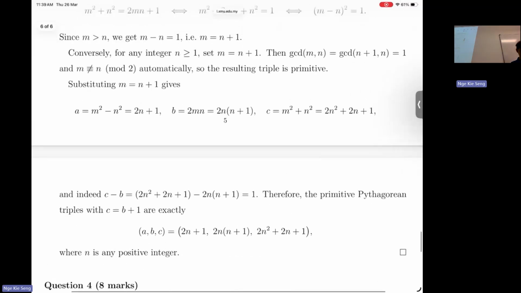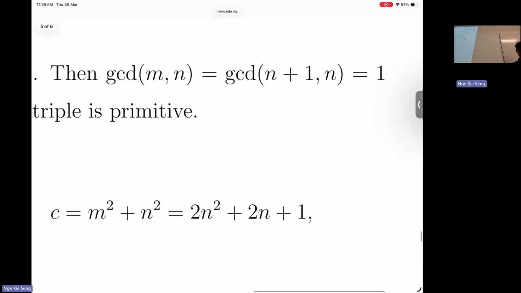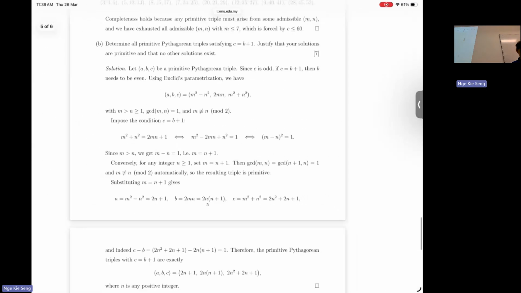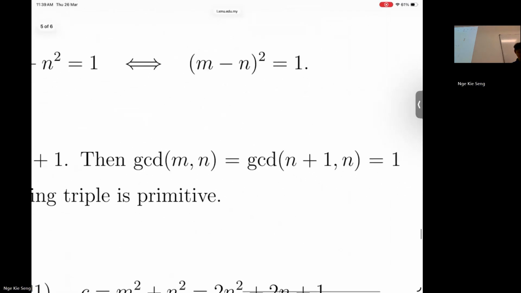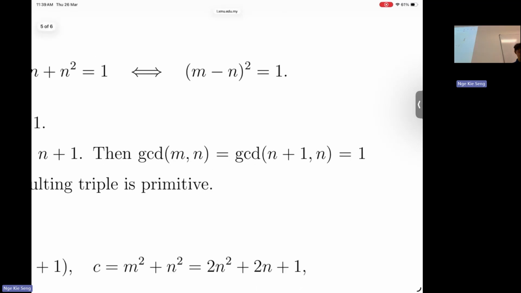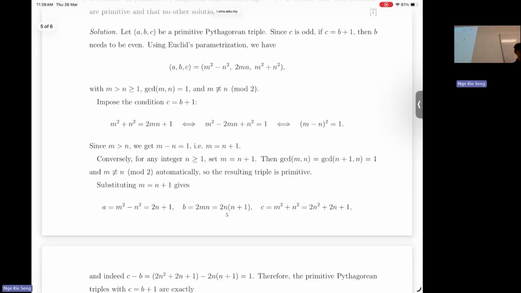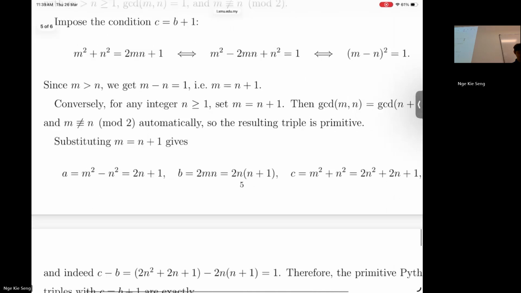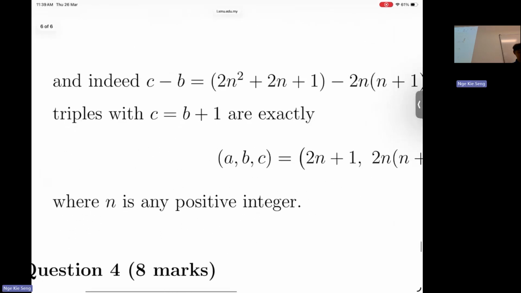Why will anything work? Because you have to prove this actually. This answer didn't prove it to you. But then we prove it, right? We use the Euclidean algorithm. Actually, any n will work, and then m is just 1 plus n.